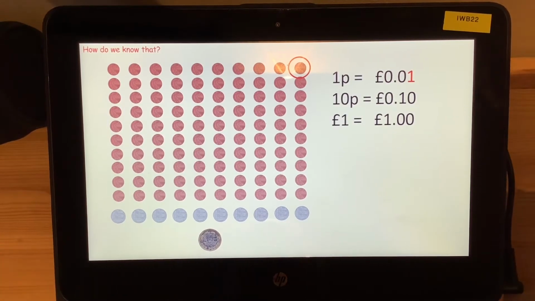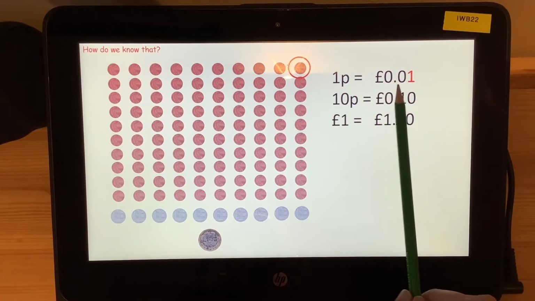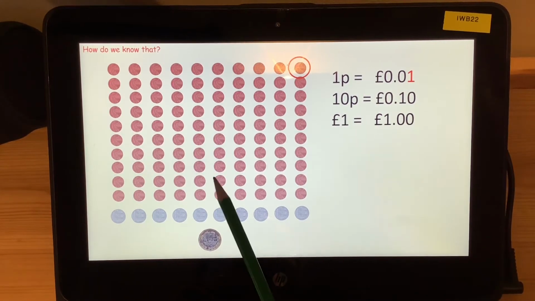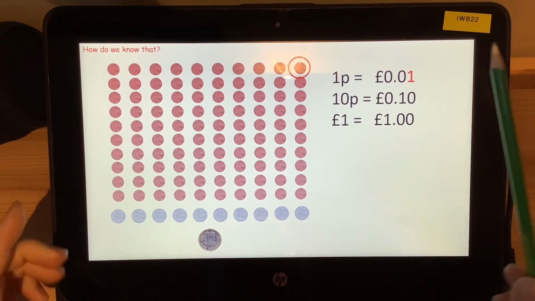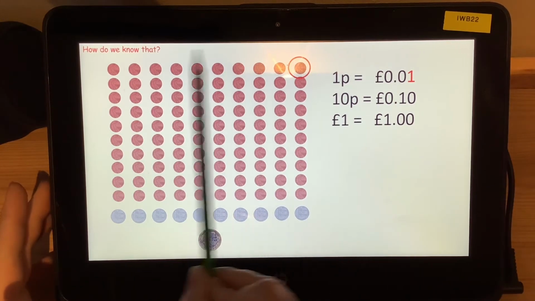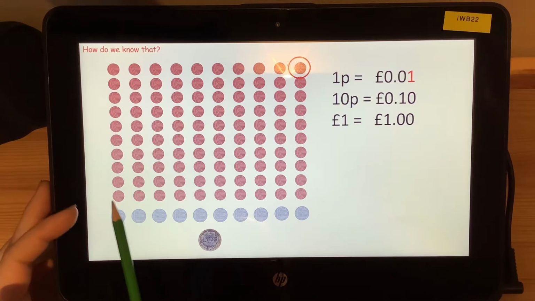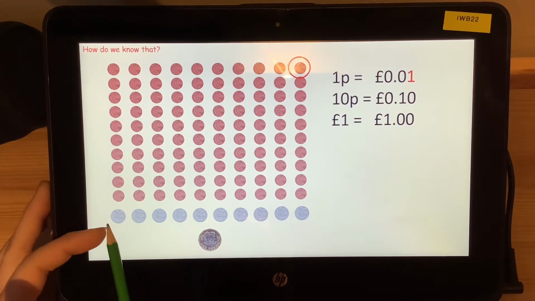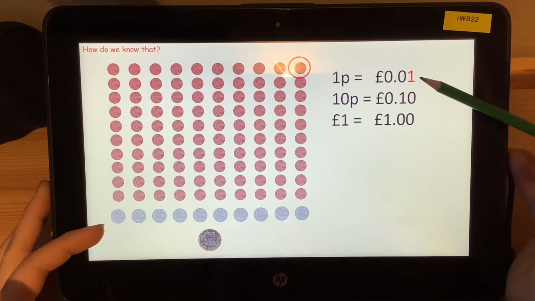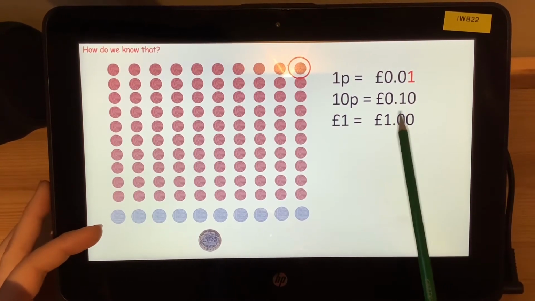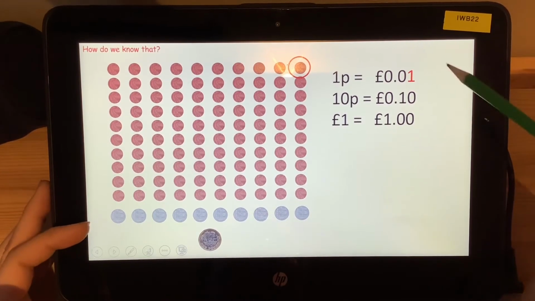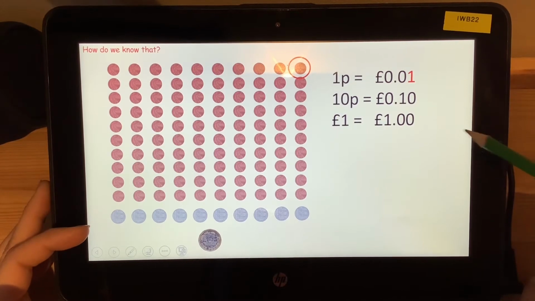So how do we write it? Well, if we have 1p, then we write it as £0.01. Because like I said earlier, if you think about it as place value, then you've got 10 1p's makes 1 10p and 10 10p's makes £1. So here you have your 1 pence, here you have your 10 pence, and here you have your 100 pence, or 1 pence, 10 pence, £1.